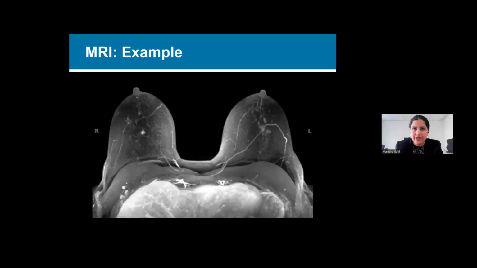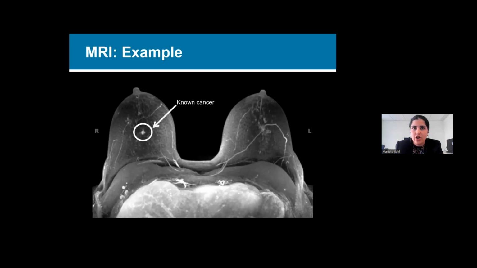Here's an example of the use of MRI. This patient has a known cancer in the right breast, which was identified by mammography and biopsied under ultrasound guidance. MRI is the most sensitive of the imaging modalities that we use, and in this case, it was performed prior to surgery to better evaluate extent of disease.